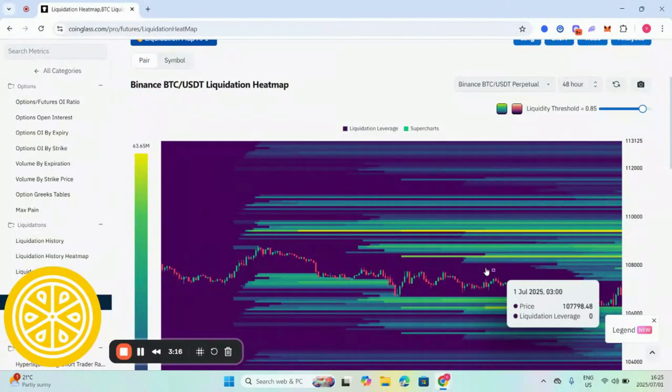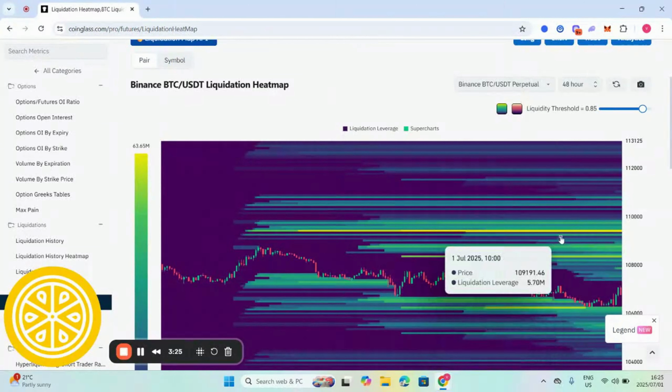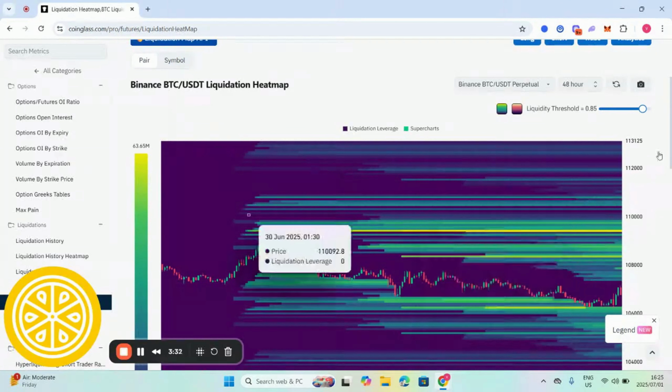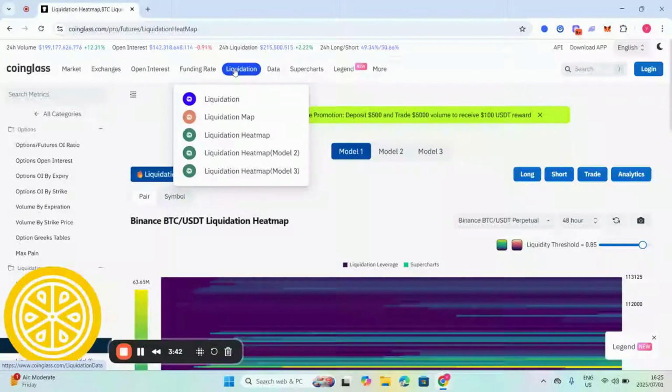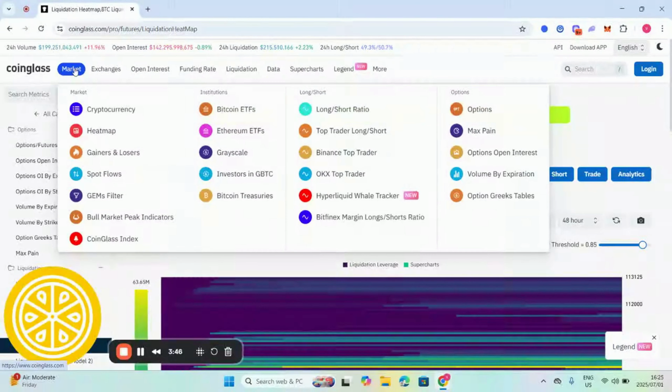This is the 48-hour liquidity heat map, and as you can see, there's so much liquidity above us, not below us, but above us. So the market should be drawn to this type of area where there is much better liquidity. With CoinGlass, you can also check how many liquidations have happened so that you are aware. So as you can see, there's liquidations. You can check out the markets here.